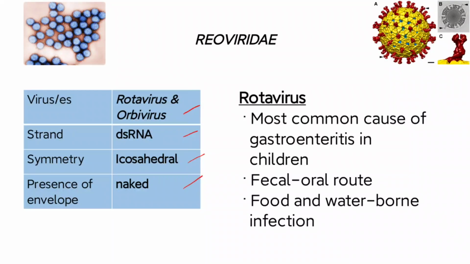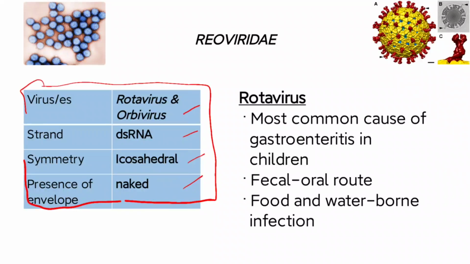So this table, makikita nyo yan all throughout the discussion. No? So take note of that na lang para at least mas mapadali yung buhay nyo. Okay? So for today, ang didiscuss lang natin sa family Reoviridae is the rotavirus. So this is the most common cause of gastroenteritis in children ages 6 months hanggang 2 years old.